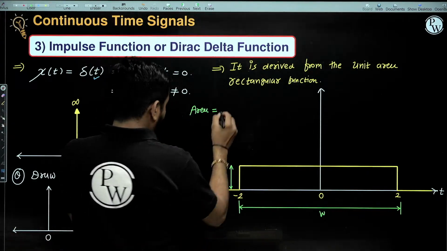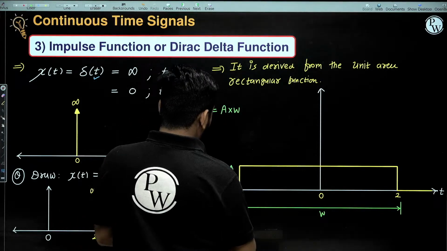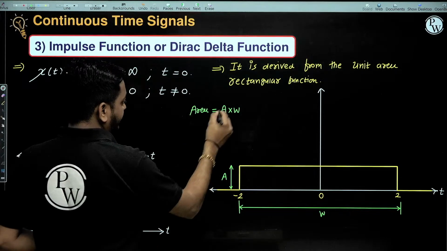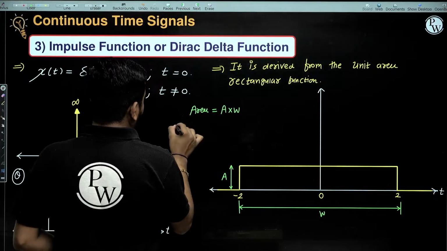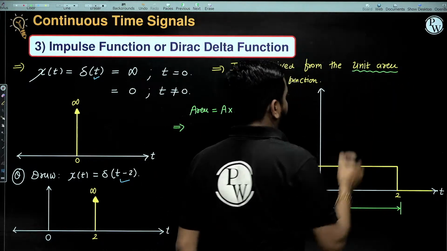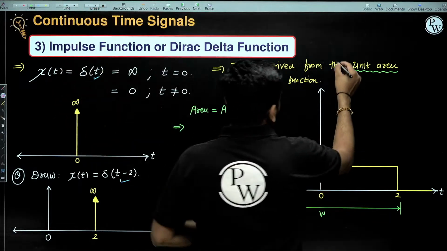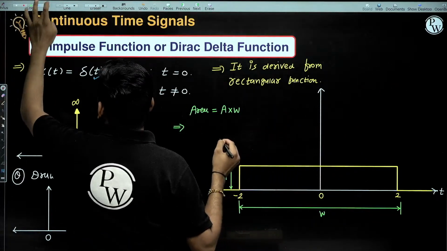So area is equal to A into W, guys. Correct? Area is equal to A into W, where A is amplitude. Now you have to take unit area, guys. The impulse function is derived from the approximation of the unit area rectangular function.